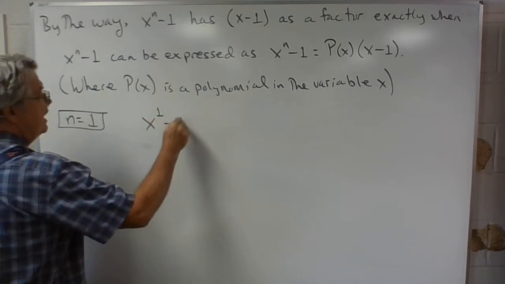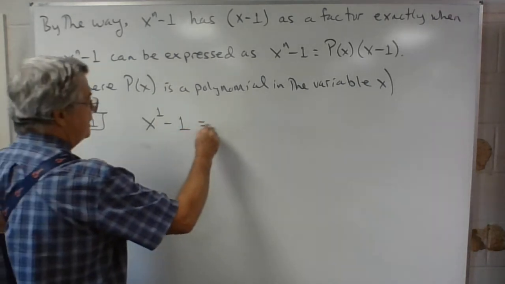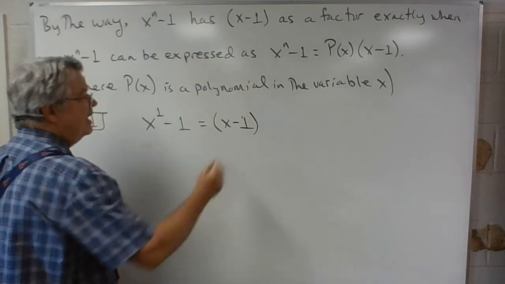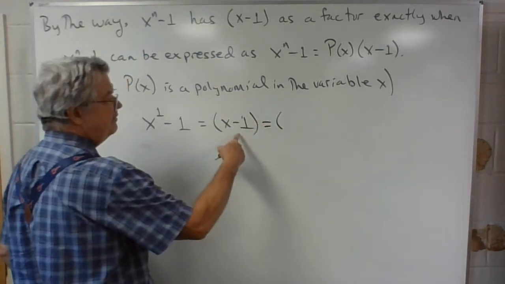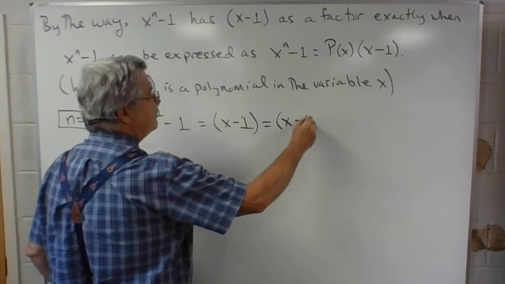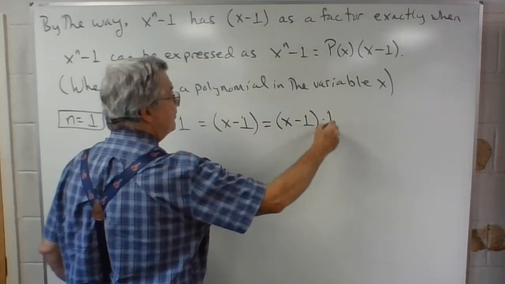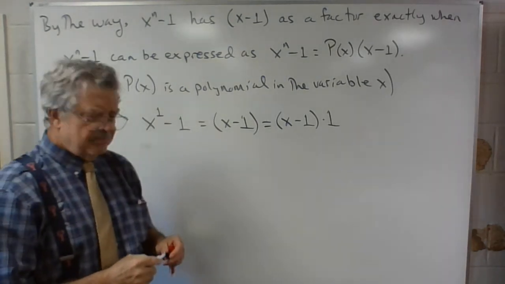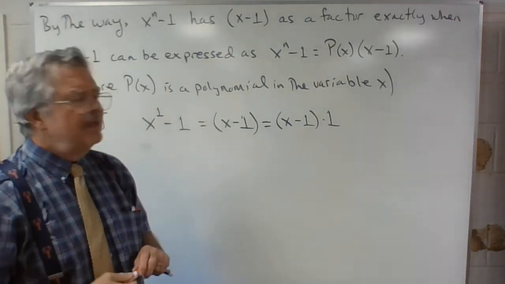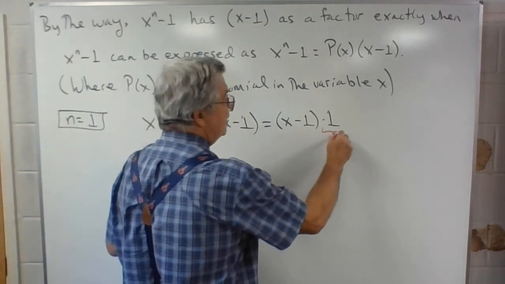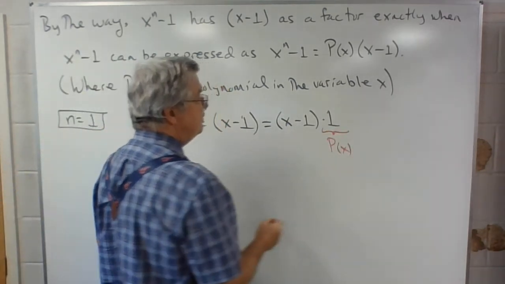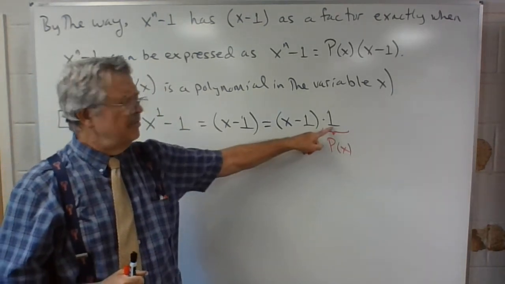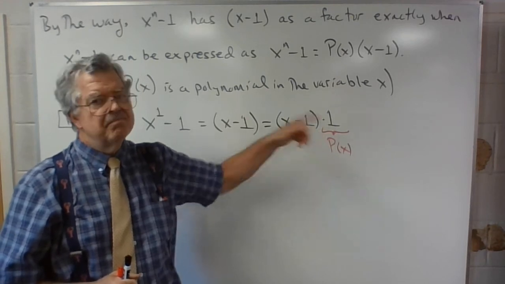For n equals 1, we have x to the 1 minus 1, which is just x minus 1. And oddly enough, I didn't stop here. I wrote it as x minus 1 times 1. And if you're thinking, is this our p of x in this case? The answer is yes. Really? Well, where's the x?